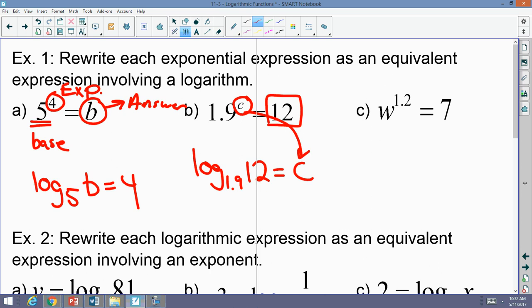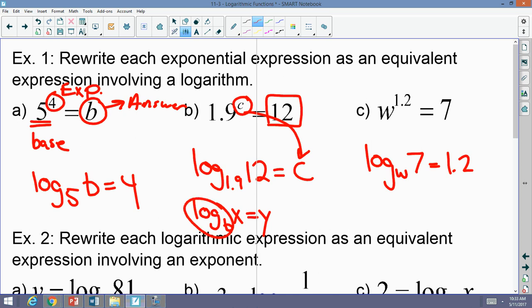Okay? So, what about w to the 1.2 equals 7? What would that be? Log base w of 7 equals 1.2. Guys, remember, log base b of x equals y. I'm not trying to be rude, but what does of mean? Multiply. The log base b is being multiplied to the x, and it equals y, the exponent. You feel me? All right.